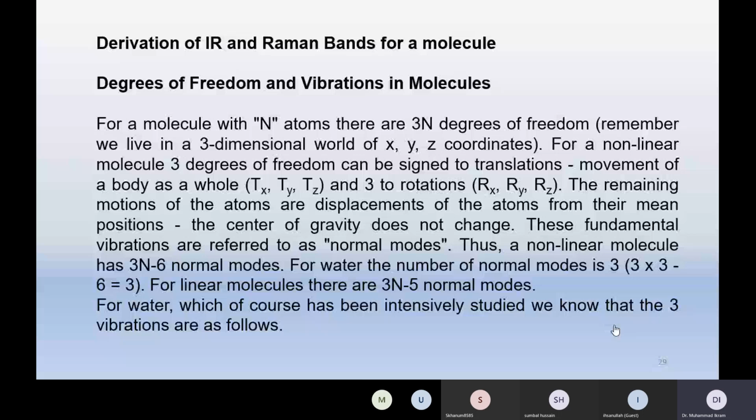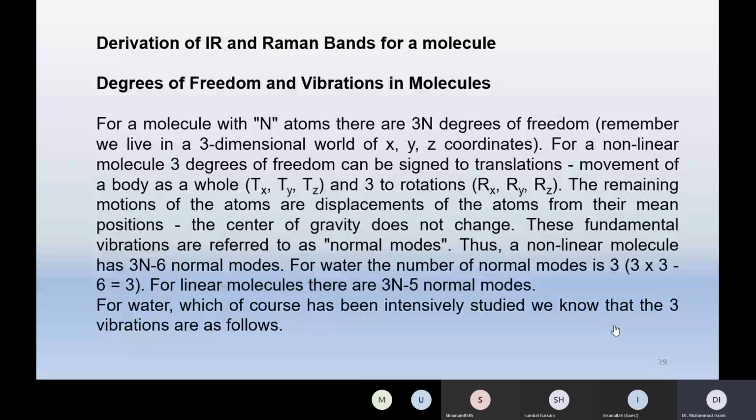Remember, we live in a 3-dimensional world of x, y and z coordinates. Okay? Our living system is completely 3-dimensional. So you can calculate this by 3n, where 3 is for the 3 dimensions and n is for the number of atoms. So for a non-linear molecule, 3 degrees of freedom can be assigned to translation motions, movement of a body as a whole. Okay?